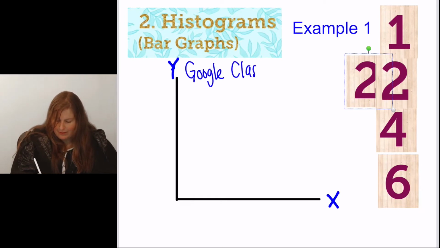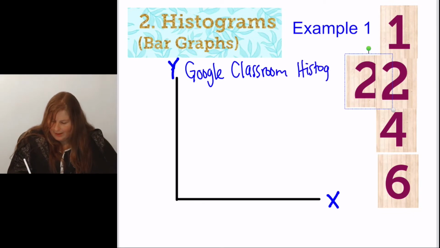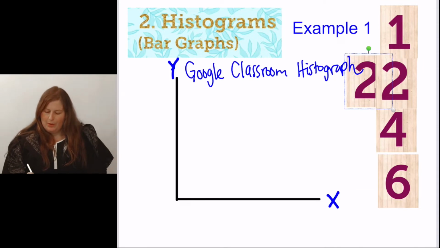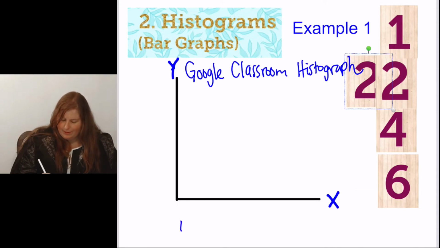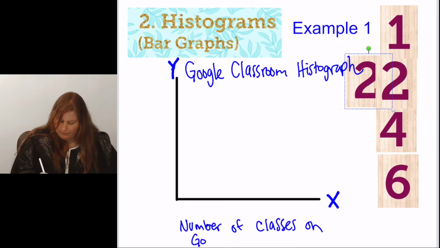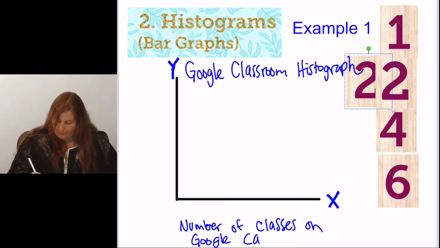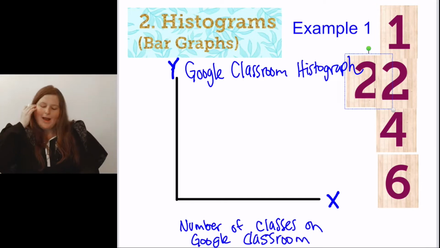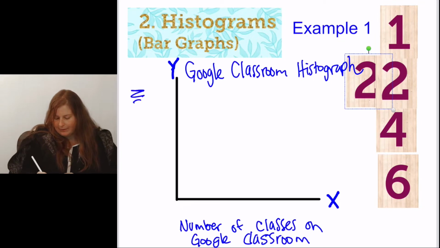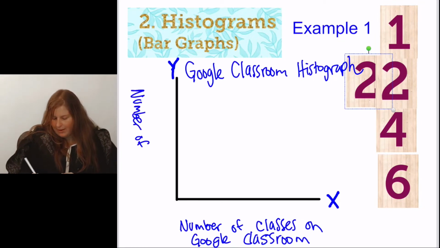Google Classroom Histograph. And on the bottom, we're going to put number of classes on Google Classroom. And on the y-axis, we're going to label this number of students.